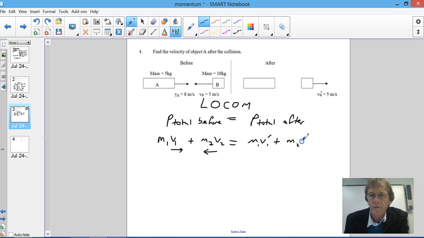You've got a known one for M2, V2, going this way. So this time you've got to actually focus on this. It's separated, so you can't do it as one combined mass like in the last question. It's a bit more difficult.